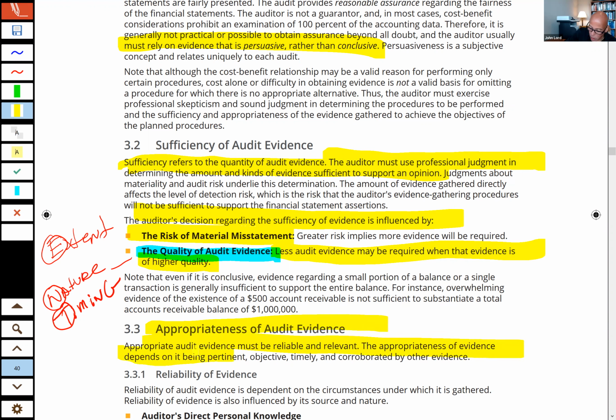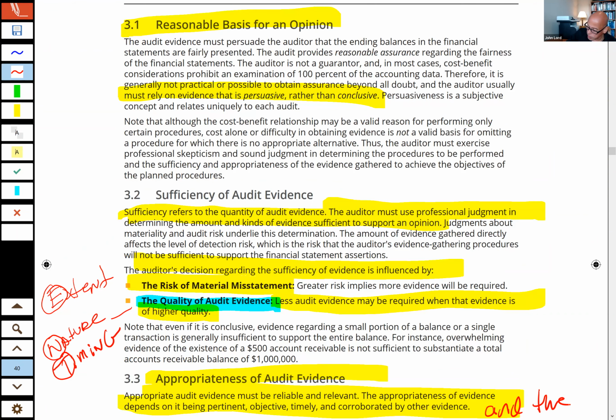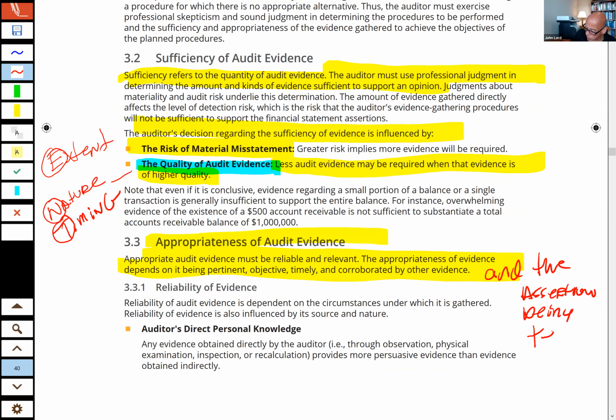And it depends on what is being determined there and what other evidence is there to corroborate. And I'm just going to keep reminding you of this, guys, the assertion being tested. So we always want to try to line up our evidence with the assertion that's being tested. Okay, now we come over and we talk about the reliability of evidence.